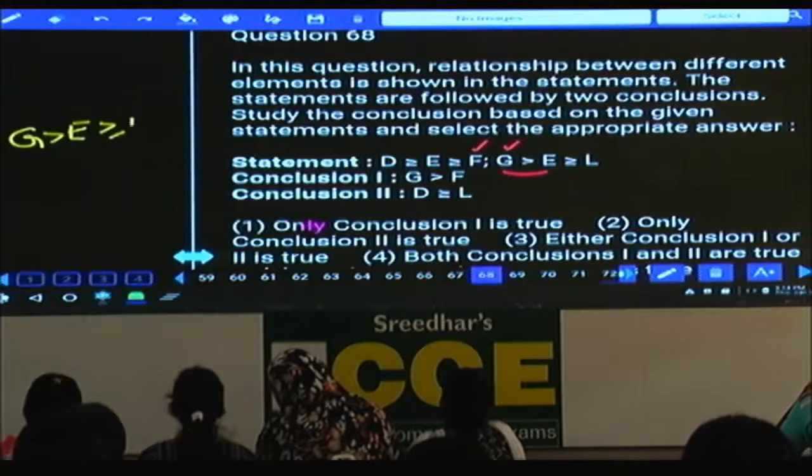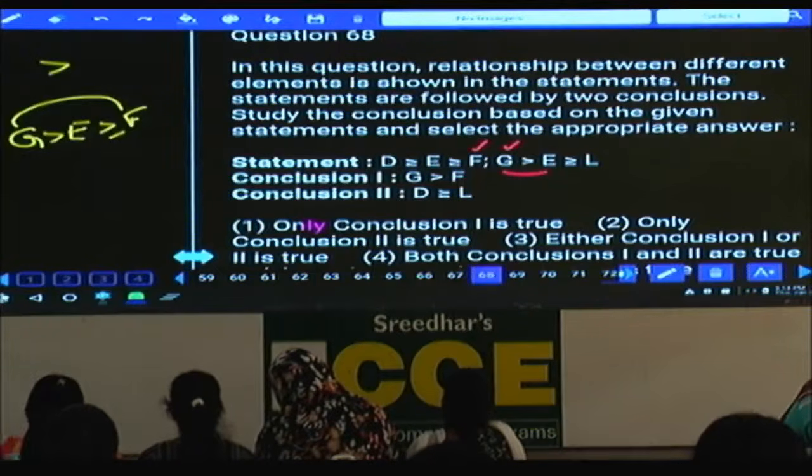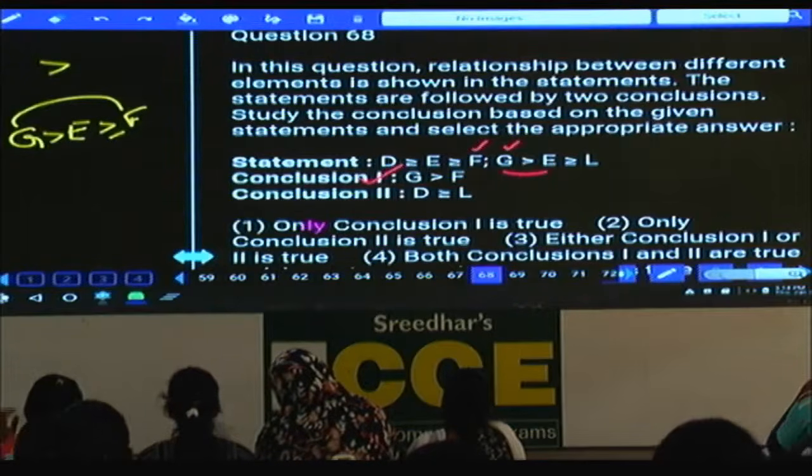E greater than or equals to F. Now between G and F, what is the conclusion we have? Greater than or equals to. Which symbol is common? Greater is common. And G greater than F is definitely true. Clear now? G greater than F, definitely true.